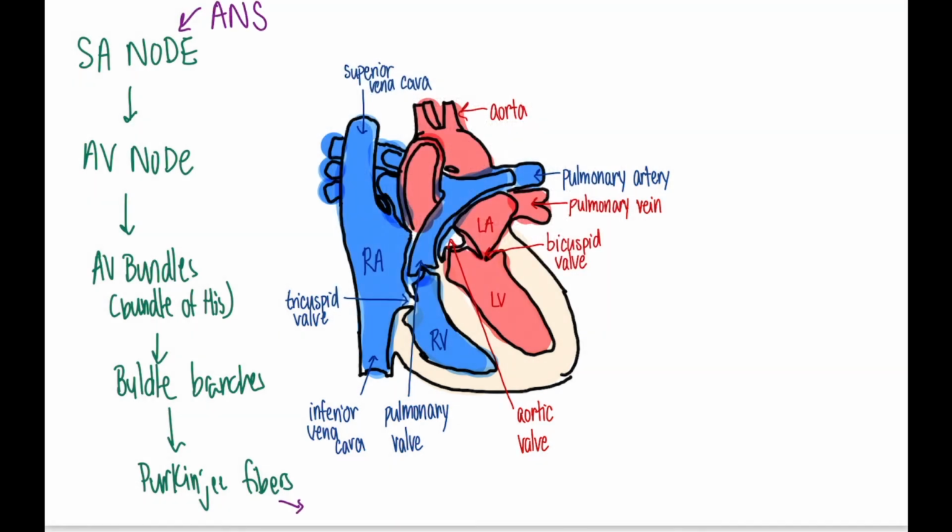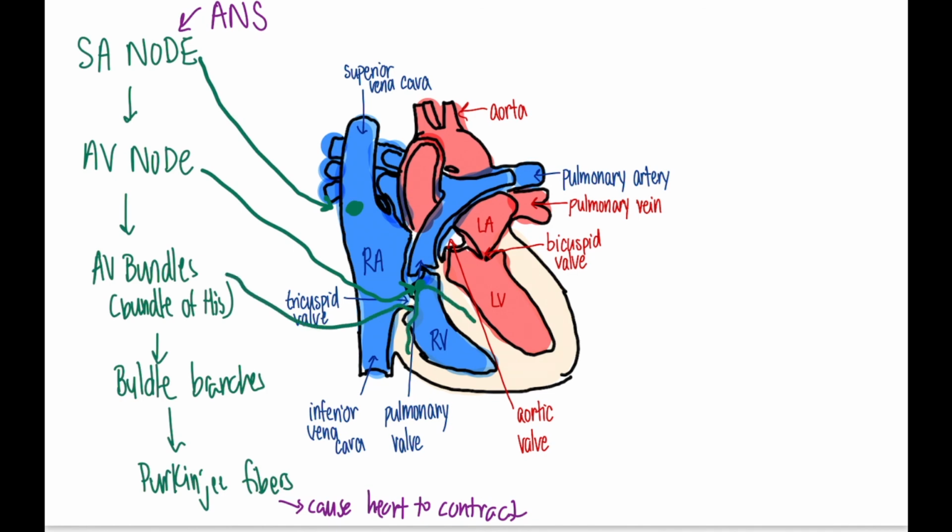So the SA node is going to be innervated by the autonomic nervous system, and it's going to essentially cause that electrical impulse to go from the autonomic nervous system to the SA node, which will then go to the AV node, which will then go to these AV bundles, which would then go to the bundle branches, which would then go to the Purkinje fibers. And once it gets to the Purkinje fibers, it will cause the heart to contract. And so that's how the heart knows to continue to pump, via the autonomic nervous system. And this is happening on both sides of the heart.